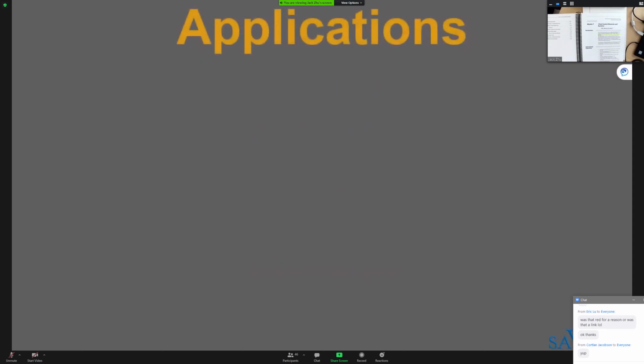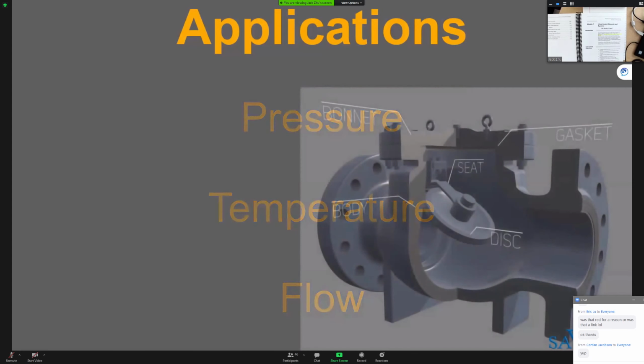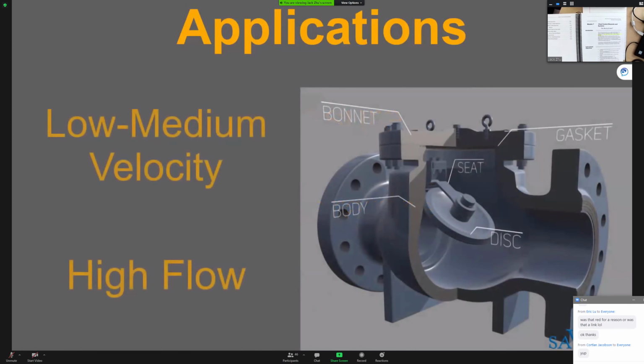The type of check valve used will depend upon the system pressure, temperature, and flow requirements. For example, swing check valves are very well suited for medium velocity, high volume flow applications. There is also a relatively low pressure drop across this type of valve.